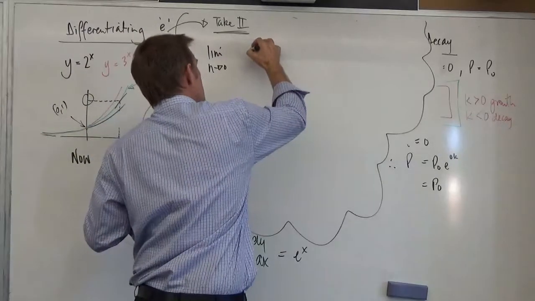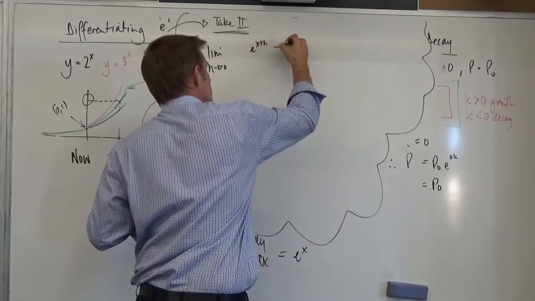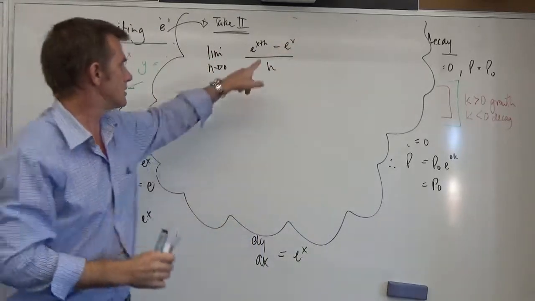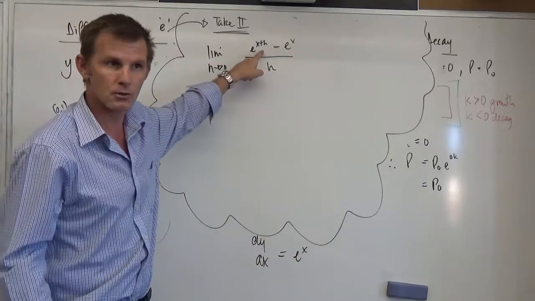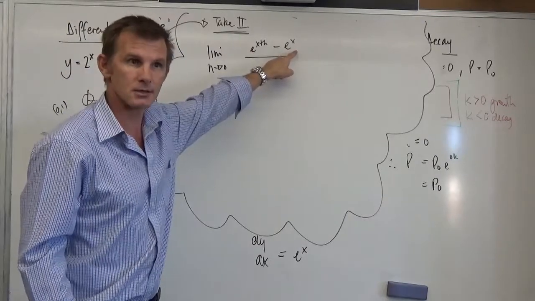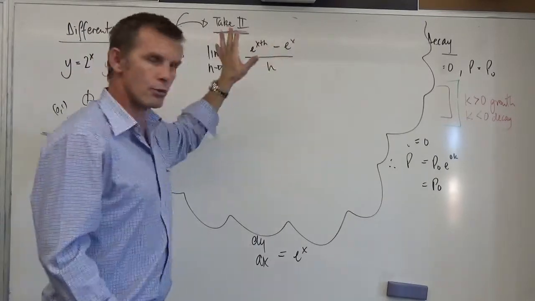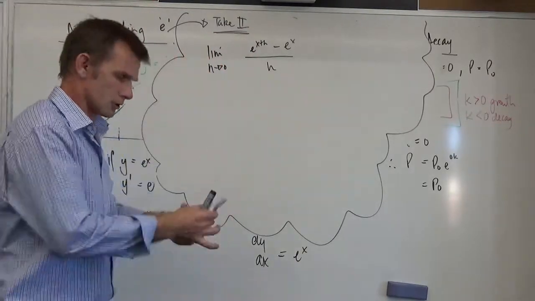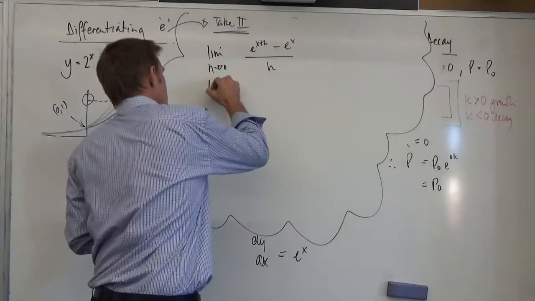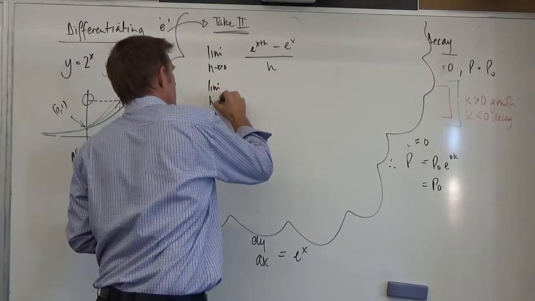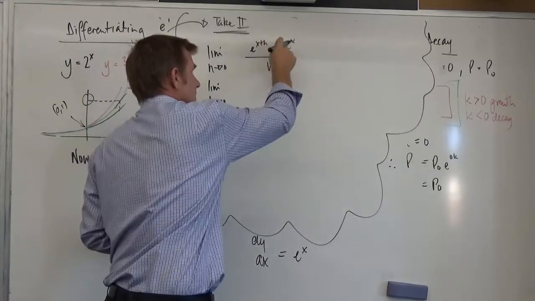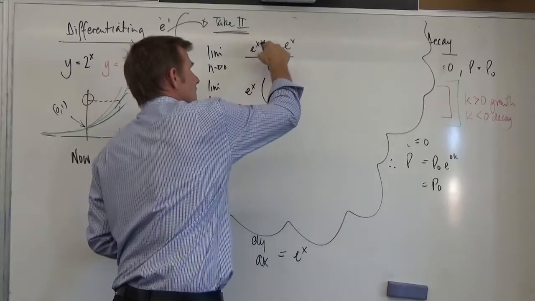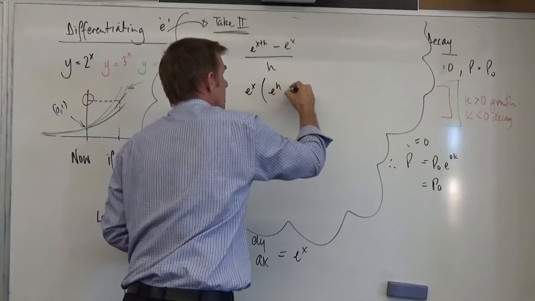I'm going to put it in this situation now. Wouldn't it be e to the x plus h minus e to the x over h? Because this is f of x plus h, this is f of x. Okay? So that we should be okay with. I'm hoping we're good here. Limit as h approaches 0. Right. Now what I'm going to do, I'm going to do a little bit of rearrangement with this. I'm going to take a common factor of e to the x out front of e to the h minus 1.